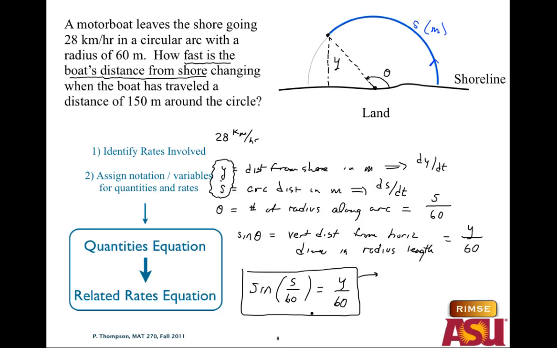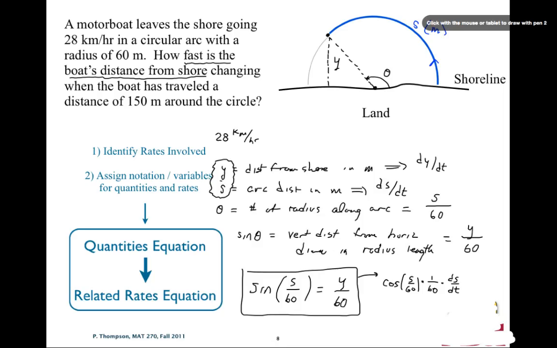Left side, rate of change. First, start with the exterior. Rate of change is cosine. So we're going to do cosine of s over 60 times the rate of change of the inside, 1 over 60 times ds/dt. Did you catch it? Okay? Equals the rate of change of y over 60 with respect to t, 1 over 60 dy/dt.